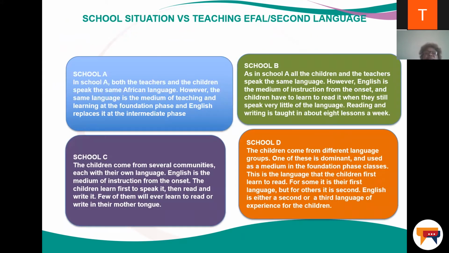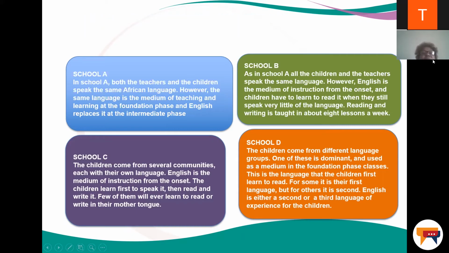Let's go on. I have a situation here that I've put here for you. I want you to look at this situation. There are different schools. Yes, I've given you situations of different schools. School A, both the teacher and the children speak the same African language. However, the same language is the medium of teaching and learning at the foundation phase, and English replaces it in the intermediate phase. These are the situations we find in South Africa.